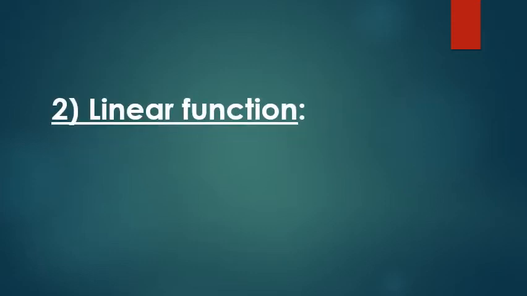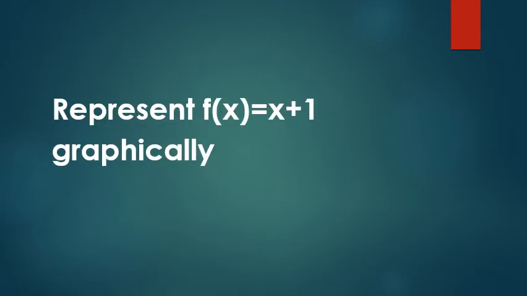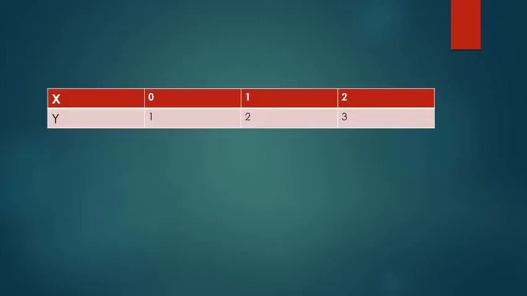The second type of the polynomial function is the linear function. The linear function is a function of first degree. For example, f of x equals x plus 1. The degree here is first, then it's called a linear function. How can I represent f of x equals x plus 1 graphically? We can represent the linear function as the following.